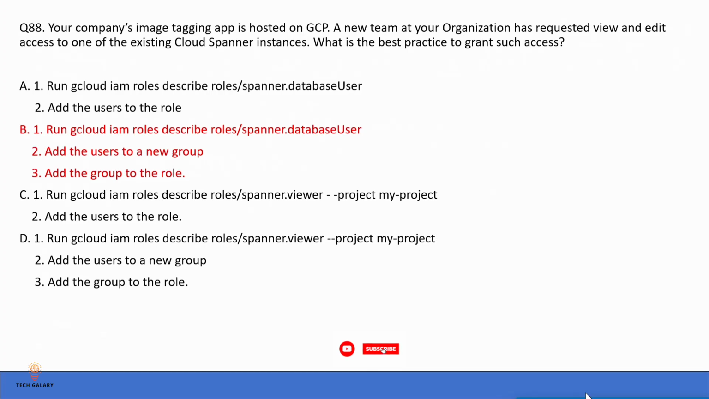Option D, run gcloud IAM roles describe roles/spanner.viewer --project my-project, add the users to a new group, add the group to the role. This option is also not correct because the Spanner Viewer role will not provide any edit access. So option B is correct for this question.